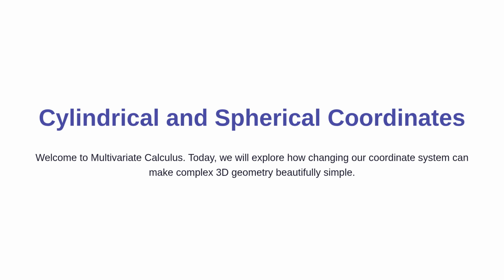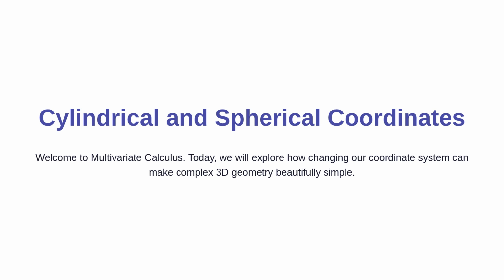Welcome to Multivariate Calculus. Today we are going to explore a fascinating topic, cylindrical and spherical coordinates. Have you ever tried to describe the shape of a pipe or a planet using a standard rectangular grid? It gets incredibly messy very quickly. By the end of this video, you will understand how changing our mathematical perspective to match the natural symmetry of an object can turn impossible calculus problems into simple, elegant solutions.